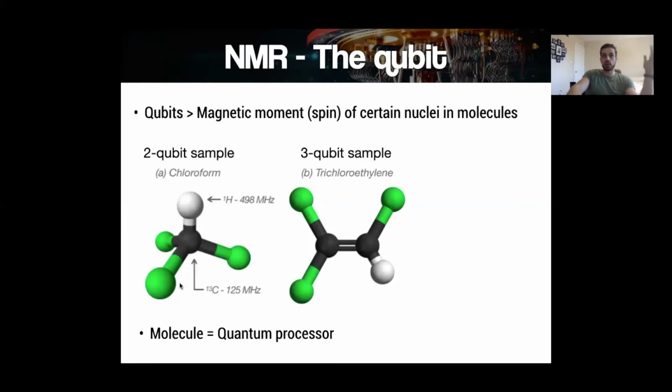So this entire molecule here is your quantum processor. And the spin half nuclei will be your qubits. And not just any spin half nuclei, it has to be ones whose frequency the spectrometer can measure. So here, for instance, I have carbon and hydrogen, and I have the frequency at which they precess in the spectrometer. This will depend on the magnet in the spectrometer.